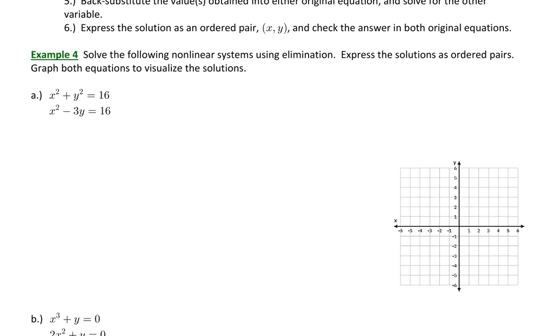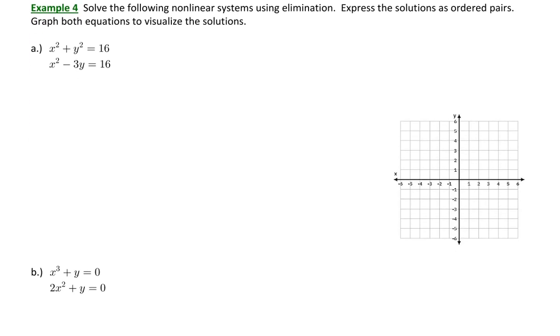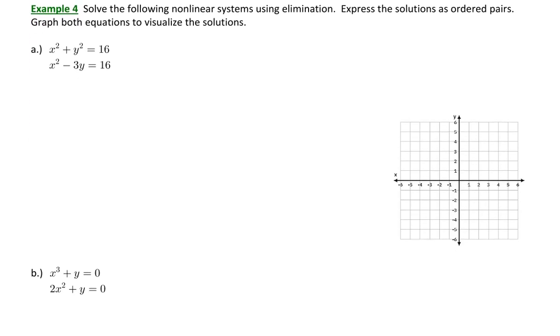So here we go. Let's solve the systems in example 4 by elimination. We always want to express our solutions as ordered pairs, and to help us visually understand what we found, we're going to graph both equations and identify the intersection points. So we have x squared plus y squared equals 16. That's a circle. And we have x squared minus 3y equals 16. That's a parabola. Notice the two equations have an x squared in common. So I'm going to eliminate x squared.